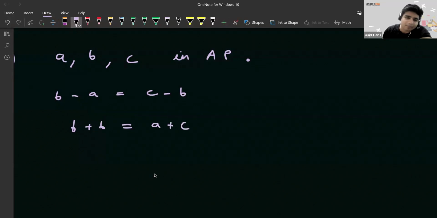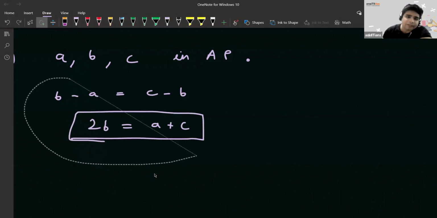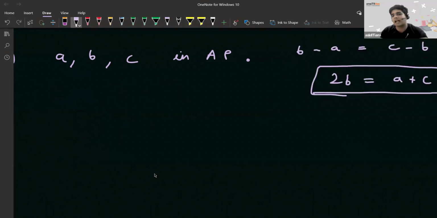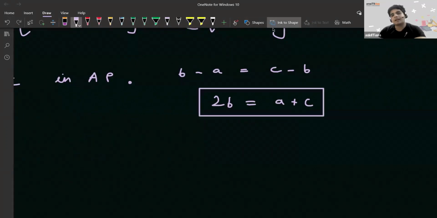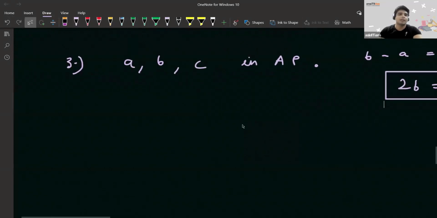So A plus C. B plus B will become 2B. So 2B is equal to A plus C. This is also something that will come in handy a lot of times, everyone. A lot of times. Okay. So very important. In 11th grade, you will call it arithmetic mean. B is equal to, of three terms.